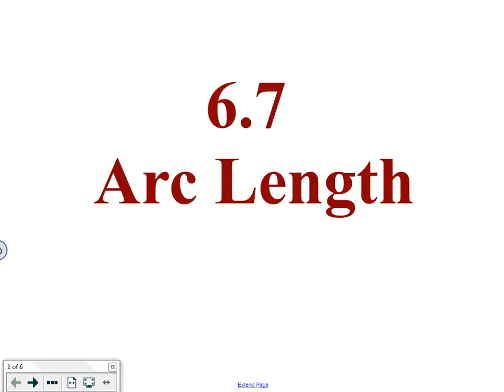Right, section 6.7 is about arc length. Up until now, we've talked about arc measure. Arc measure and arc length are two different things. There's a relationship between the two, but they are different.